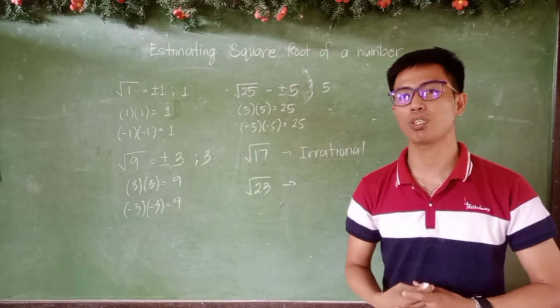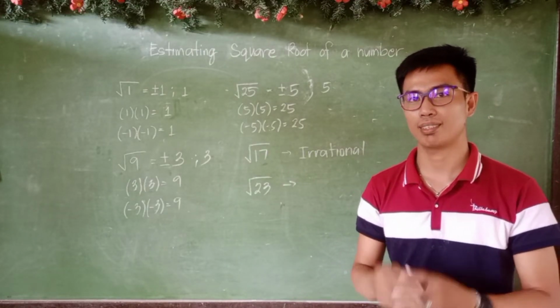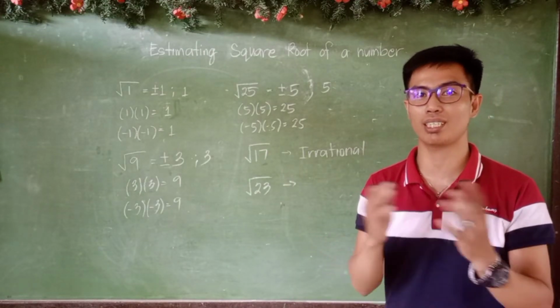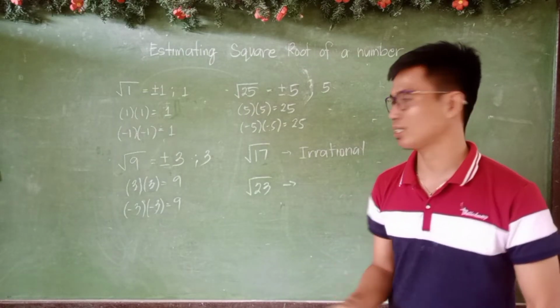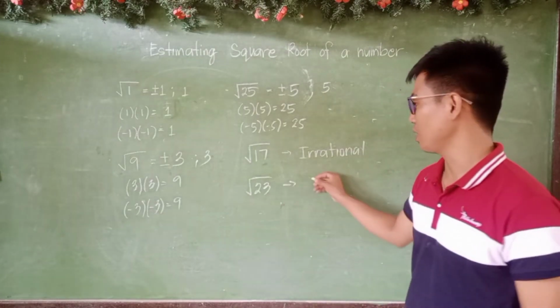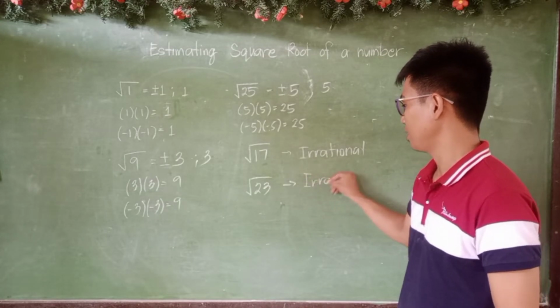So what is the principal root of square root of 23? So, identify natin. Since 23 is not a perfect square number, that means its principal root is also irrational.